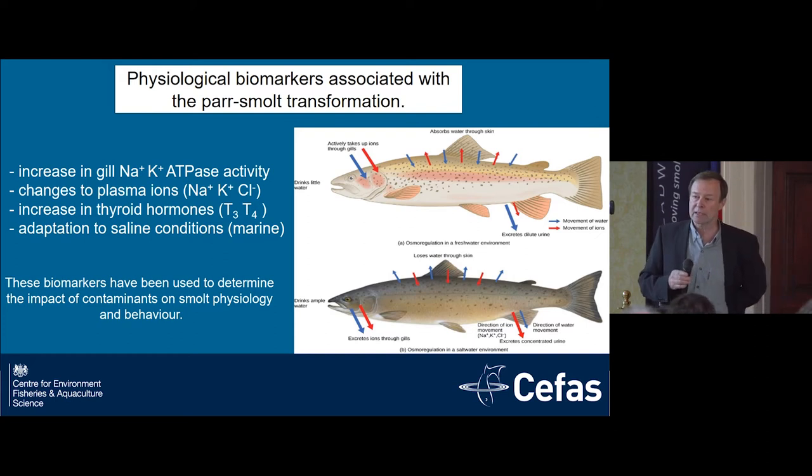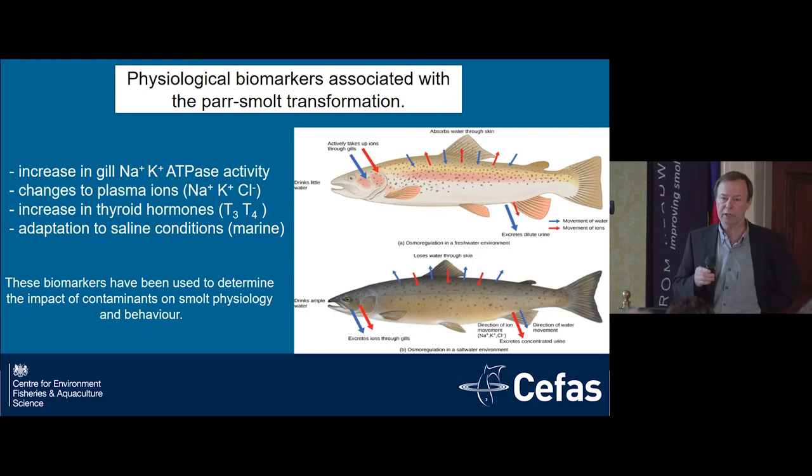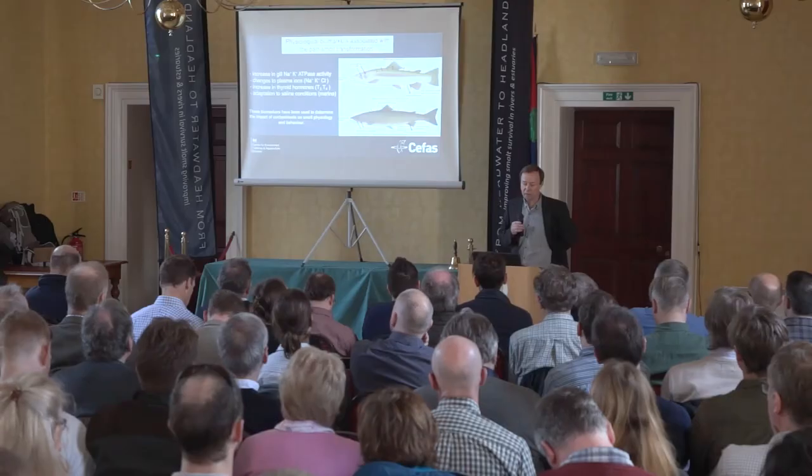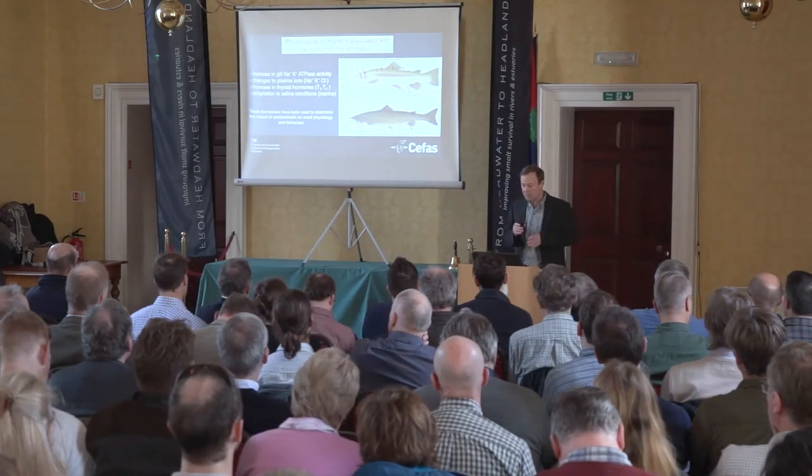And a lot of these processes are actually occurring in the freshwater environment. So smolts tend to be adapted to a marine environment before they leave freshwater. And that seems to be the major impetus in initiating the migration, because the fish are adapted to salt water and need to move to a marine environment to survive. Now, what we've been doing is to use these biomarkers to look at the impact of contaminants on smolt physiology and behaviour, and to see how contaminants affect the physiology of the fish and its ability to adapt to salt water.